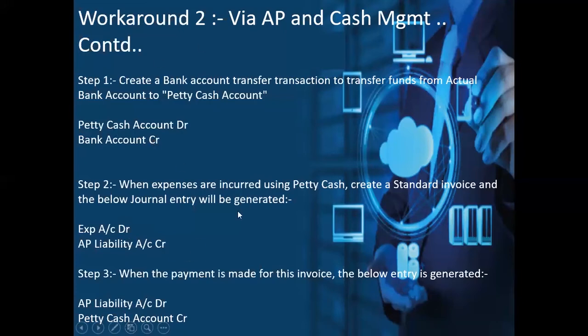Again, at the end of the month, you reconcile, and whatever balance is lying in your petty cash account at the end of the month, physically the same amount of petty cash should be lying with the petty cashier.